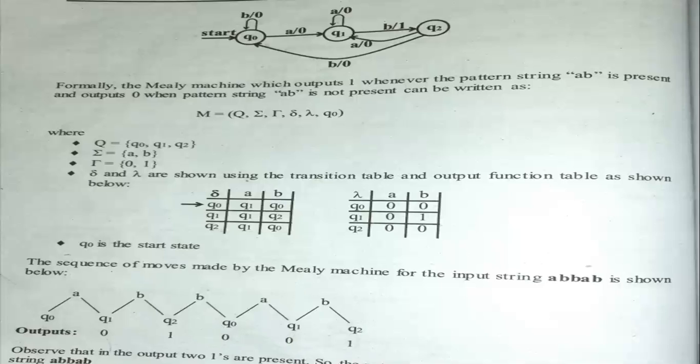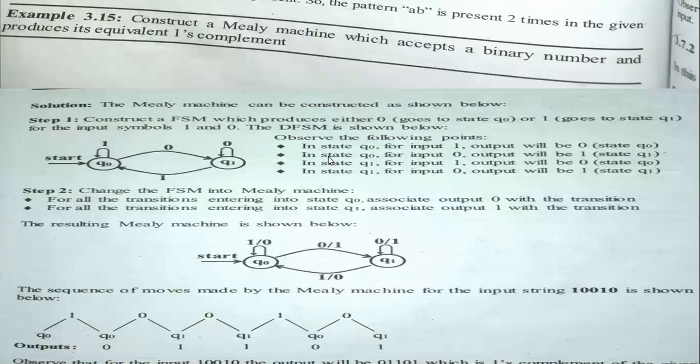So the input string will be ABB, AB exactly. See, once and twice. Yeah. So this is how we are designing the Mealy machine over there. So here we have one more last example.